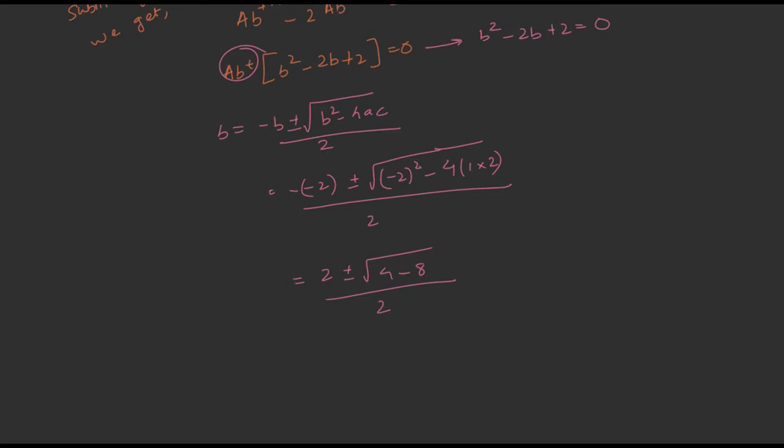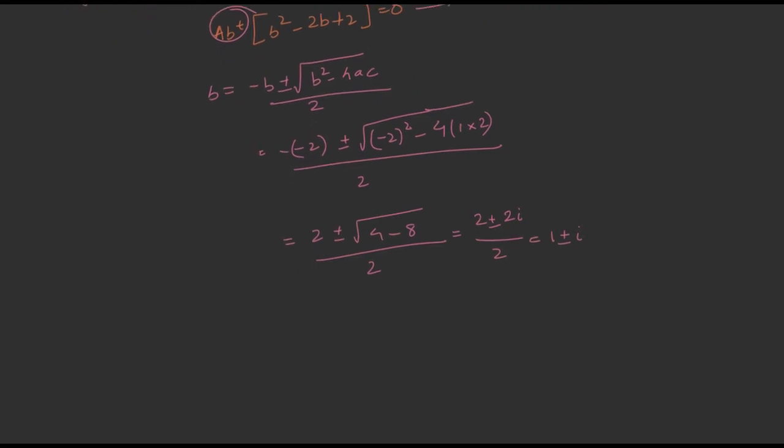So under the root we are getting a negative number. Therefore it is a case of complex conjugate roots, as we have discussed earlier. 2 plus minus 2i, right? This will be 4 and here it will be minus 4, and we are taking i as the root of minus 1. So 2 plus minus 2i by 2 equals 1 plus minus i. This is a case of complex conjugate roots.